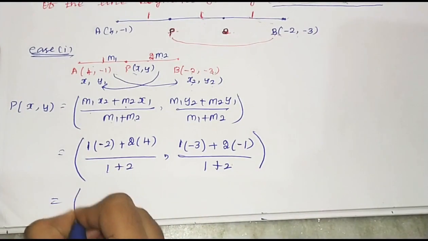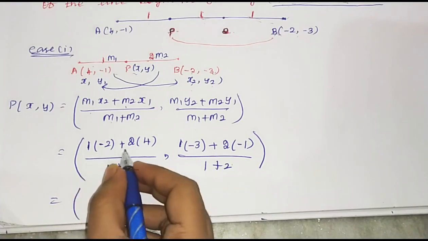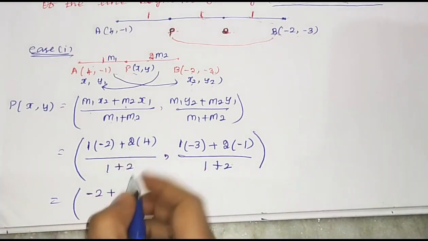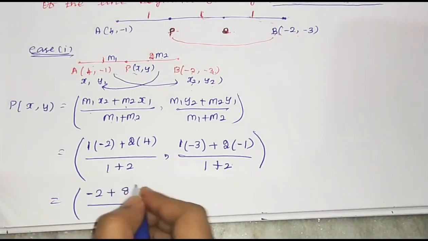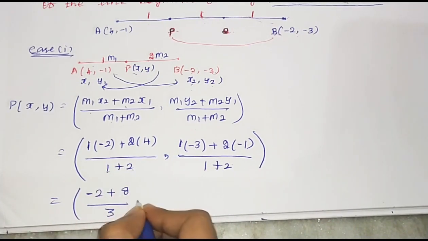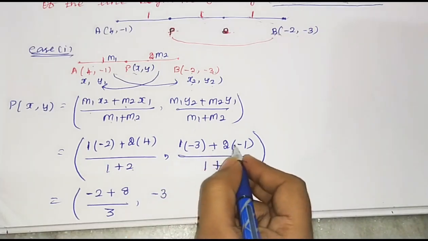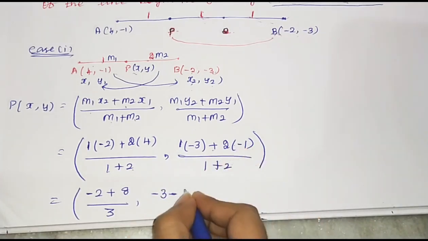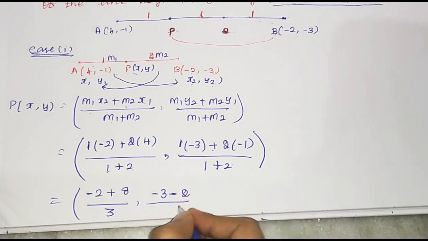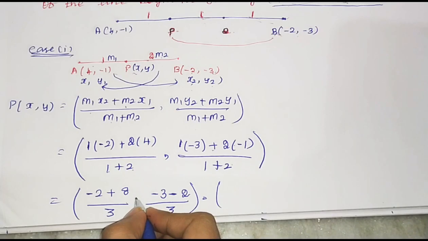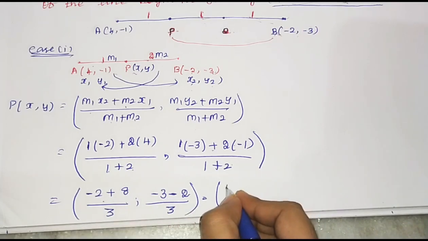Now we can simplify. 1 2s are 2, so minus 2 plus 4 2s are 8, divided by 2 plus 1. 3 comma 1 into minus 3 plus into minus minus 2 1s are 2, divided by 1 plus 2 is 3. Now we can simplify. 8, you are subtracting 2, you will get 6.